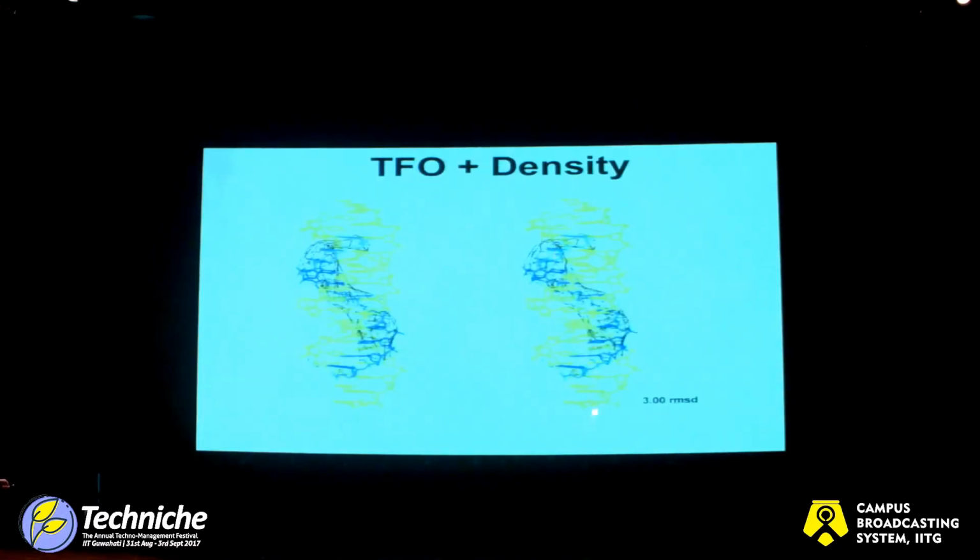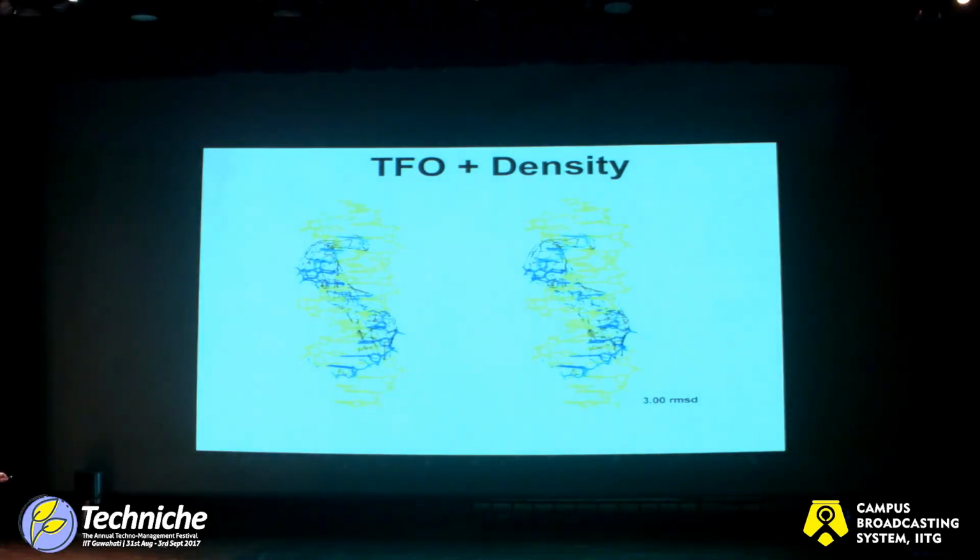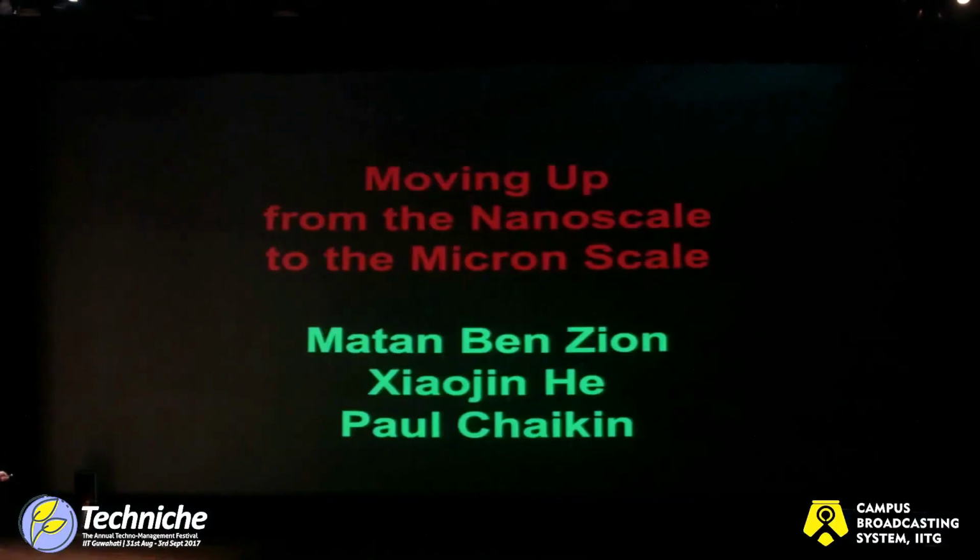But this is the edge of a three-turn triangle in yellow, and then the electron density, this kind of slug-like looking thing, shows that we have the triplex-forming oligonucleotide binding in the major groove there.